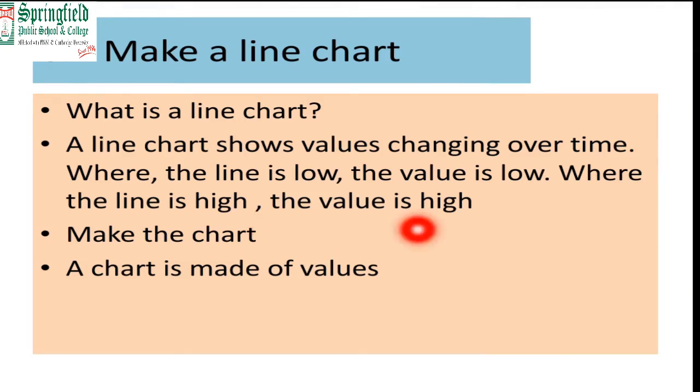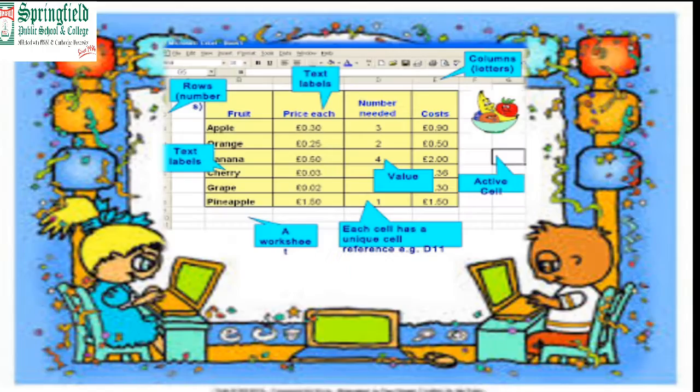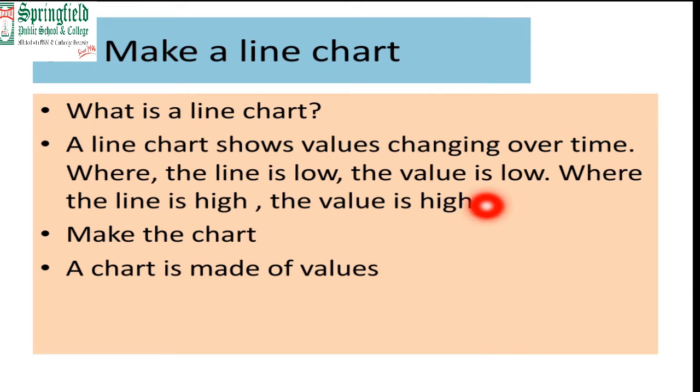And now, what is a line chart? Now we will come to what a line chart is. A line chart shows value changing over time. Where the line is low, the value is low. Where the line is high, the value is high. It depends upon the values.